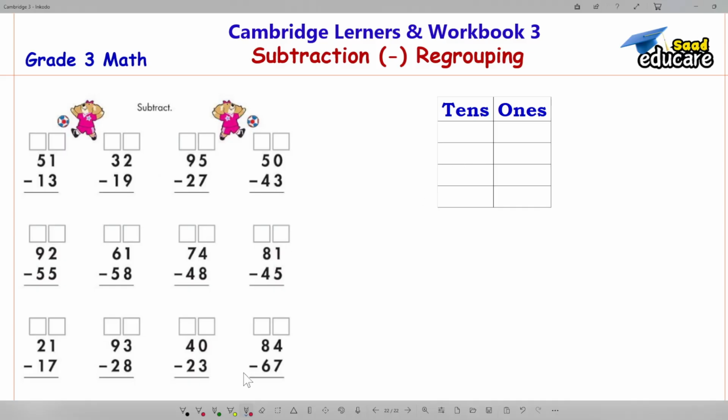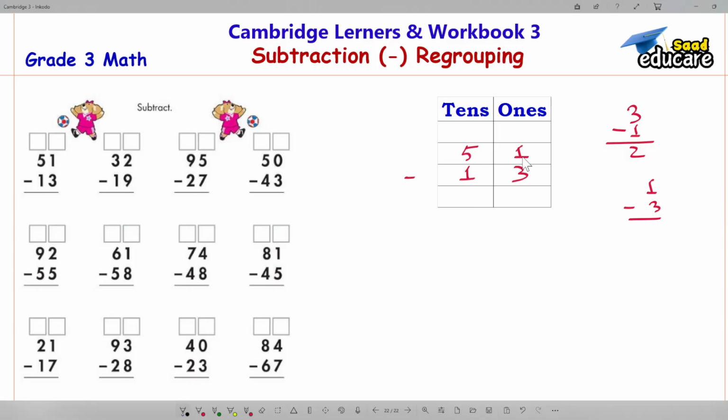First one, 51 subtract 13. Look, normal things: 3 minus 1 is 2, but 1 minus 3 is not possible. In this case we have to take 1 ten from 5.